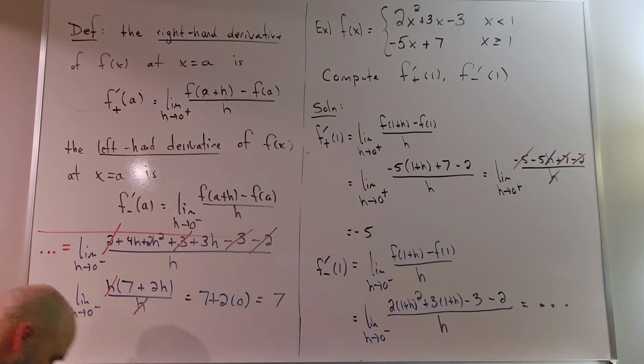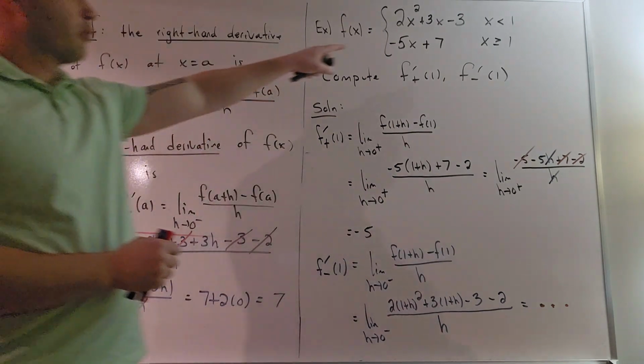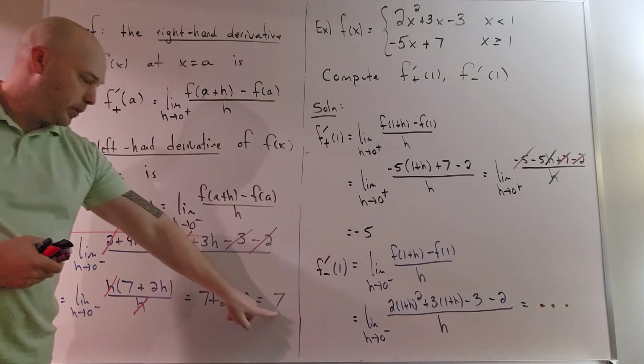That means for this piecewise function, if I graphed it, the slope to the right of 1, so as I approach 1 from the right of the graph, the slope would be 7.